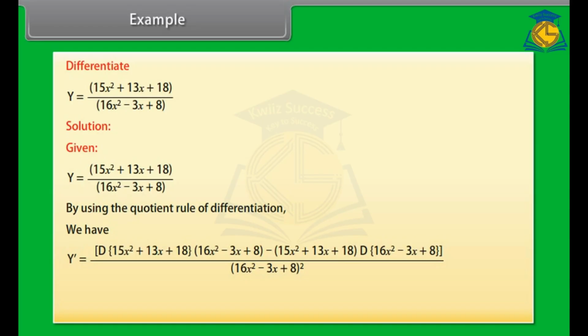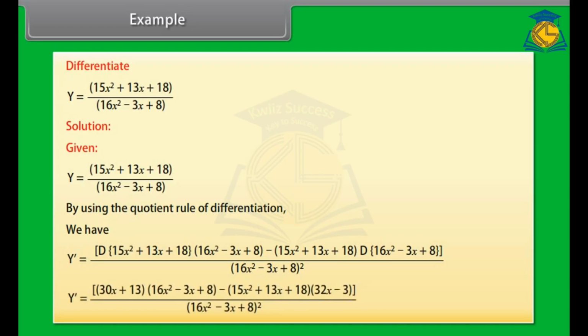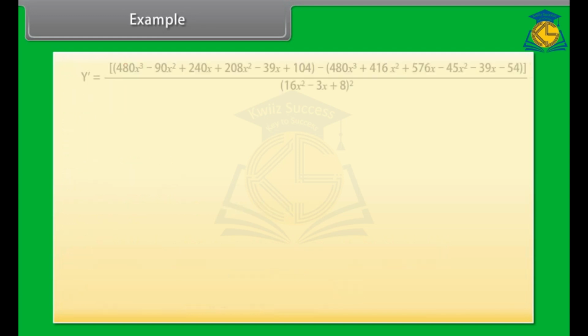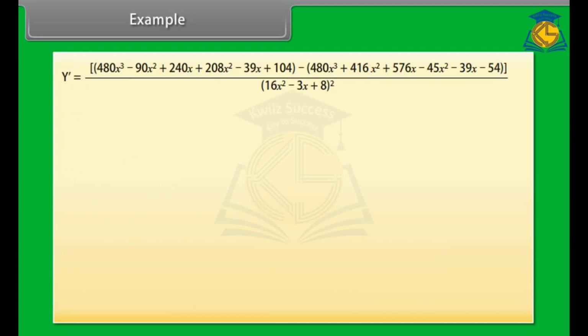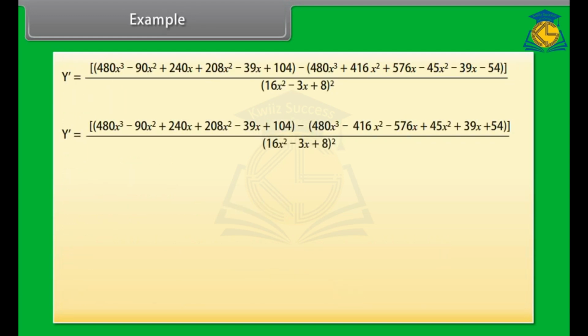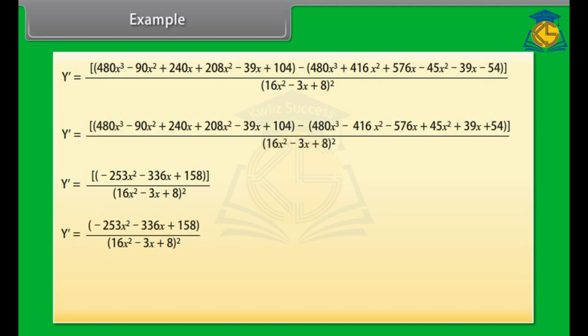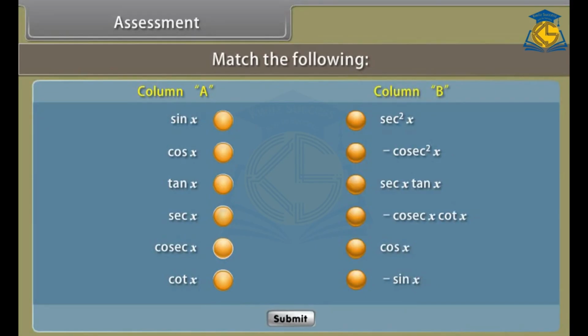By further calculating it, we get y dash is equal to (−253x² − 336x + 158) by (16x² − 3x + 8) whole square. Assessment. Before proceeding further, let us know how much you have learned.